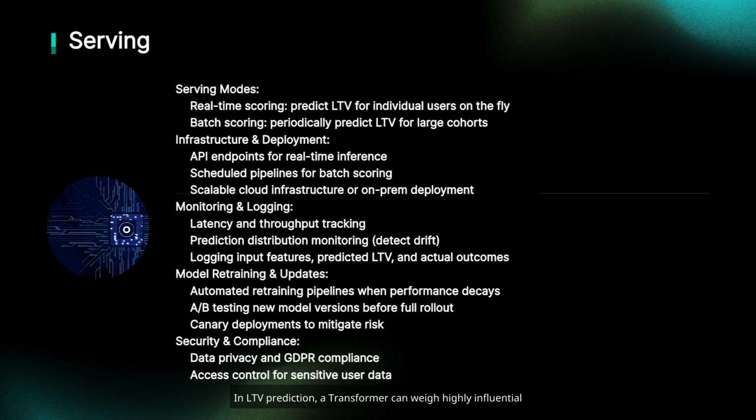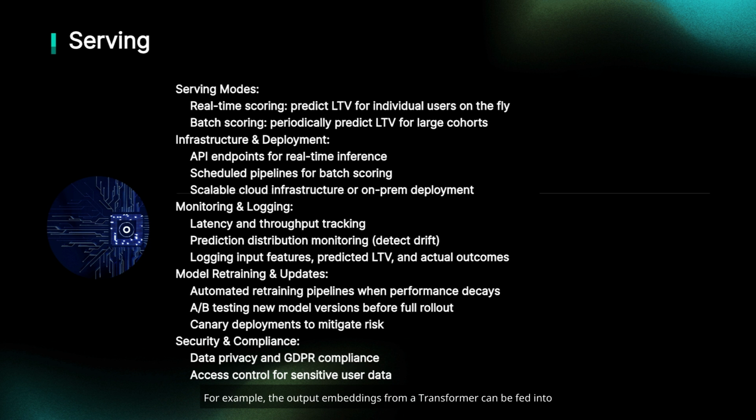In LTV prediction, a transformer can weigh highly influential events, like a big purchase or a promotional response, more heavily than routine actions. Transformers also handle multimodal input, integrating textual data, for example customer reviews, categorical features, and numerical metrics. Positional encodings ensure that the model retains information about the temporal order of events, which is critical in predicting future value contributions.